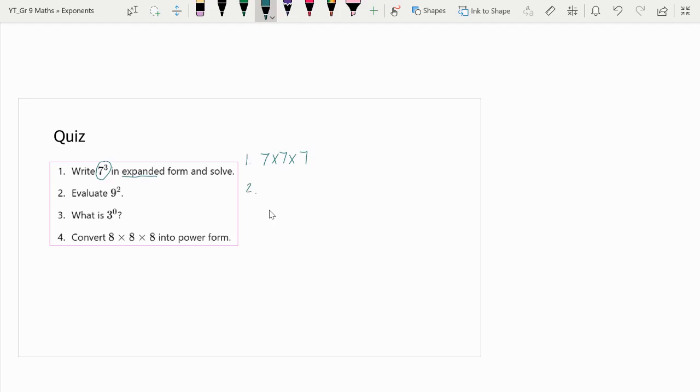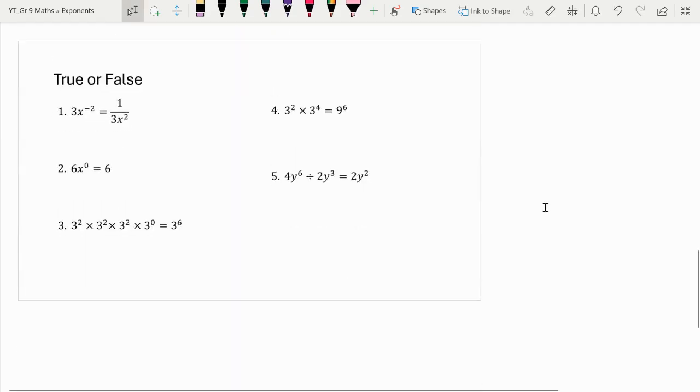We did that. Okay, second one, evaluate. They want the answer, 9 squared. So they don't want that in expanded form. They want us to get the answer. So 9 squared means 9 times 9. And if we evaluate that, if we get the answer, that would be 81. The third one, 3 to the power of 0. That would be 1. Any base to the power of 0 will give you 1. And then for number 4, convert 8 times itself 3 times into power form. So that will be 8 that is being multiplied by itself 3 times. There you go.